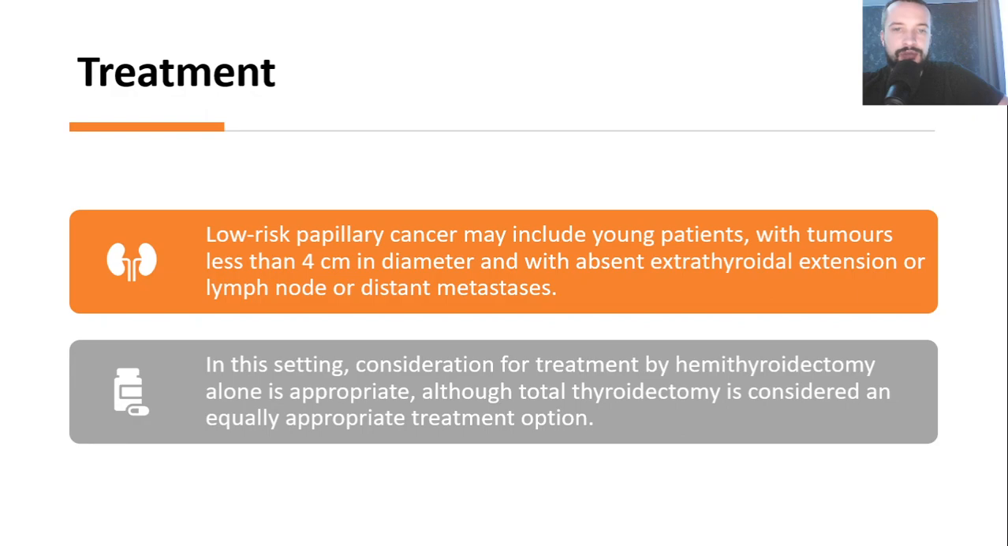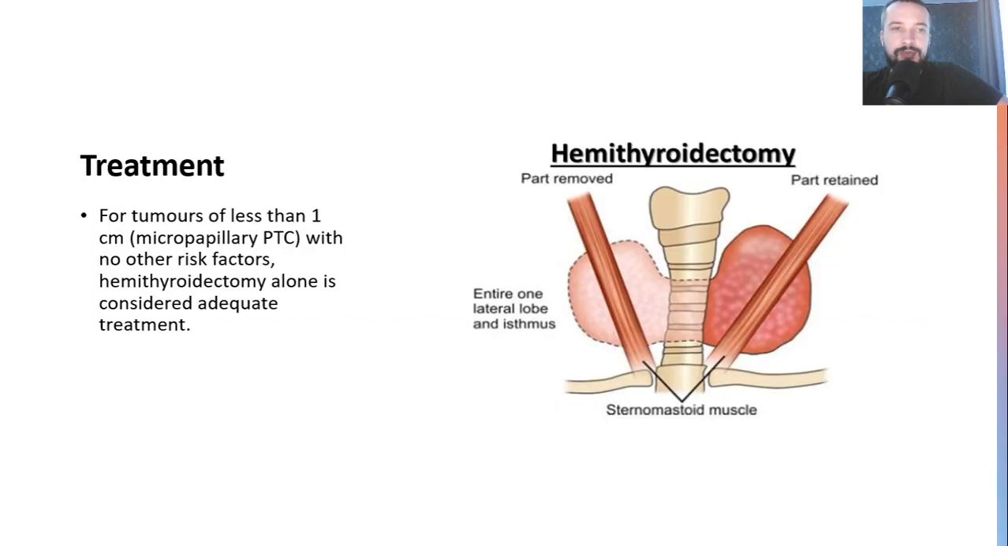Low-risk papillary cancer may include young patients with tumors less than 4 cm in diameter and with absent extrathyroidal extension or lymph node or distant metastasis. In this setting, consideration for treatment by hemithyroidectomy alone is appropriate, although total thyroidectomy is considered an equally appropriate treatment option. For tumors of less than 1 cm, micropapillary PTC with no other risk factors, hemithyroidectomy alone is considered adequate treatment.